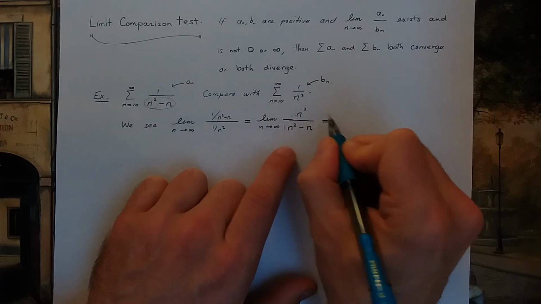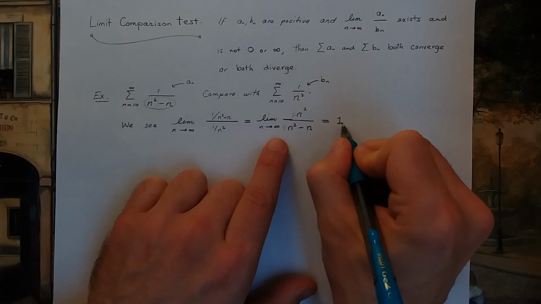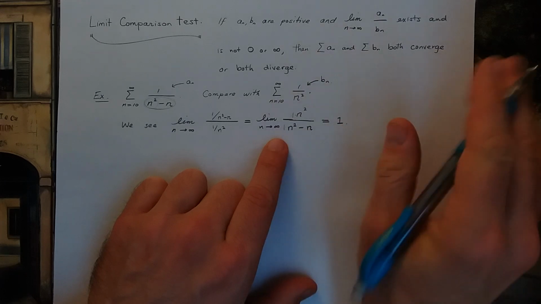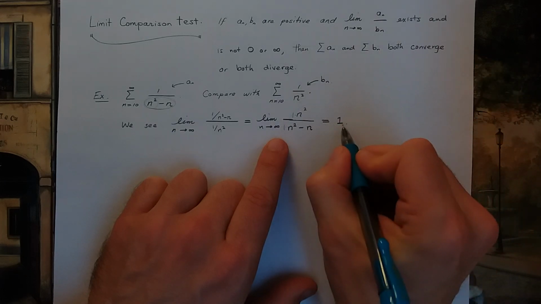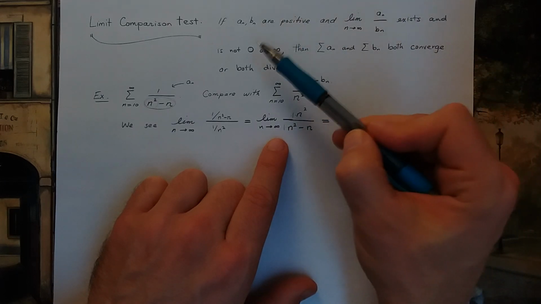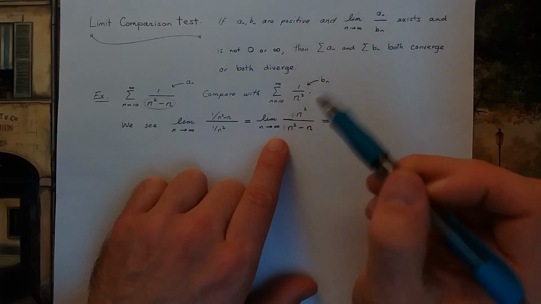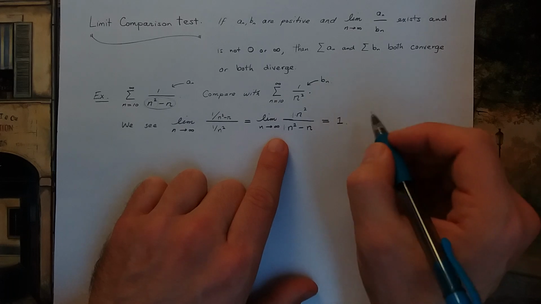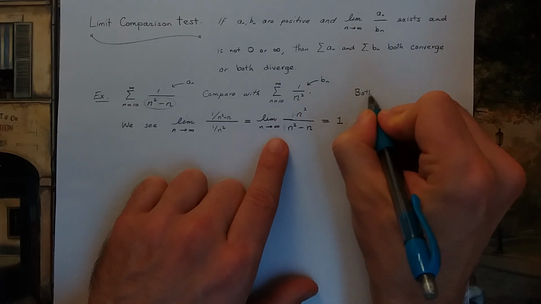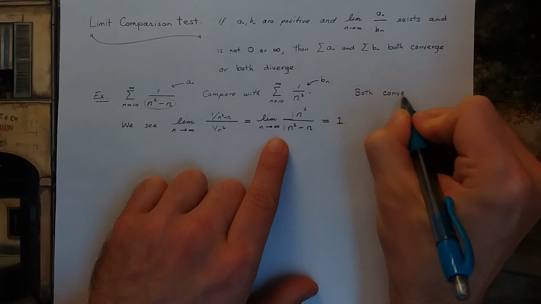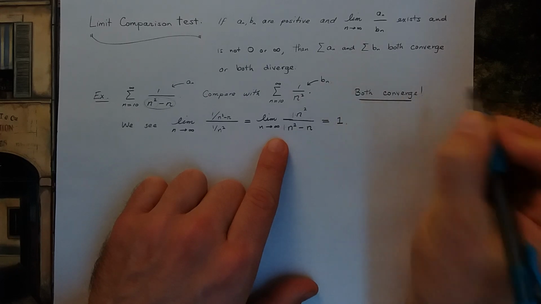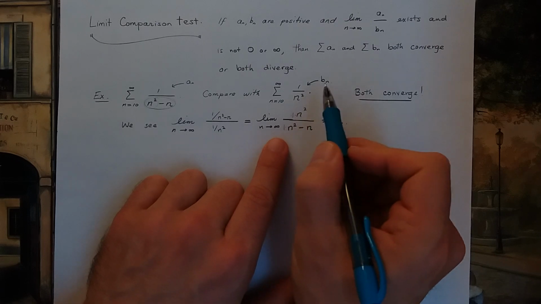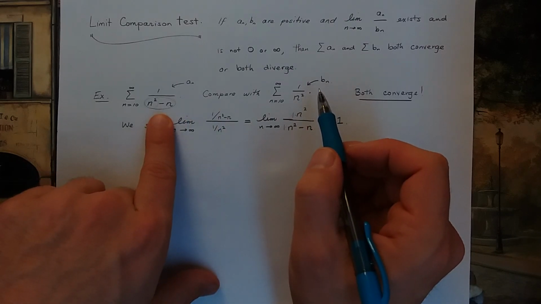Only the first terms affect the behavior of this fraction. So the limit is actually 1: 1n squared over 1n squared, the n term insignificant. So the limit is 1. 1 is not 0, and 1 is not infinity. So that means both of these series do the same thing. They both converge, because I knew this one was a convergent p-series with p equals 2, so that means this one also has to converge.